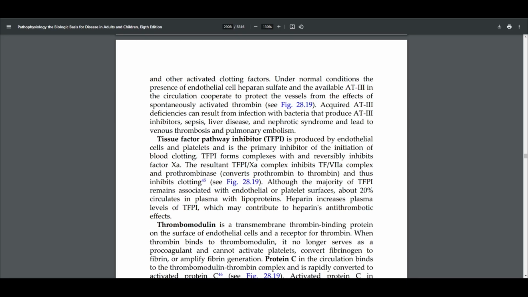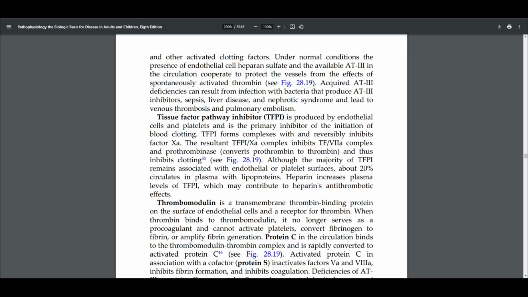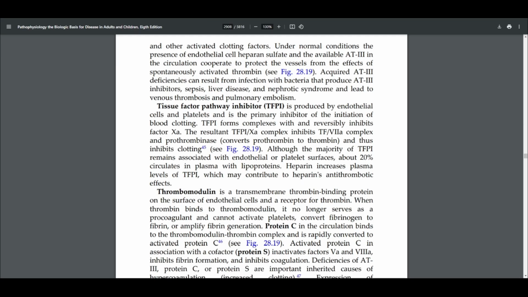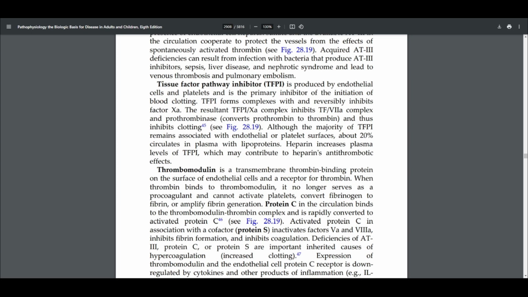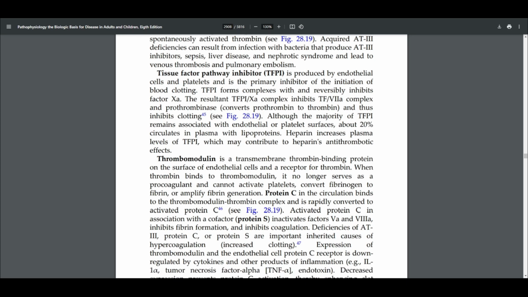Tissue factor pathway inhibitor is produced by endothelial cells and platelets and is a primary inhibitor of the initiation of blood clotting. Tissue factor pathway inhibitor forms complexes that reversibly inhibit factor 10A. So the resultant TFPI-10A complex inhibits the TF and 7A complex and prothrombinase, and thus inhibits clotting. Although the majority of TFPI remains associated with endothelial or platelet surfaces, 20% circulates in plasma with lipoproteins. Heparin increases plasma levels of TFPI, which may contribute to heparin's antithrombotic effects.